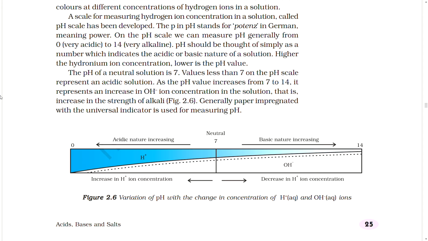As the pH values increase from 7 to 14, it represents an increase in OH- ion concentration in the solution, that is, an increase in the strength of alkali. Generally, paper impregnated with the universal indicator is used for measuring pH.